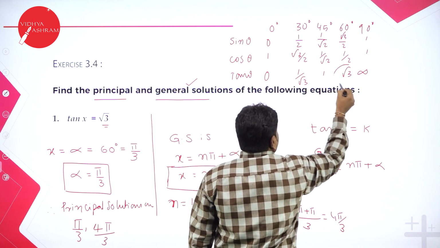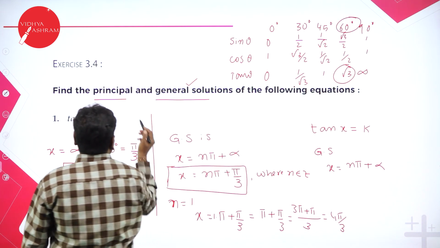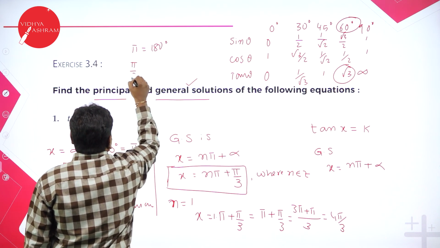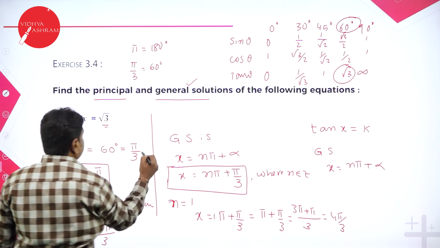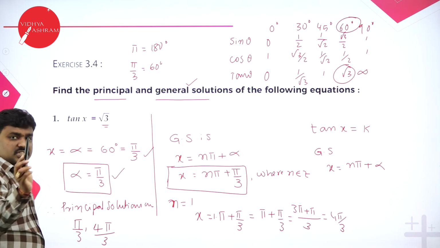So in the tan table, where will we get root 3? We get root 3 at 60 degrees. So I wrote 60. 60 means what? Pi is 180 degrees, so pi by 3 is 60 degrees. So pi by 3 is one of the principal values. First you should find alpha. Alpha means one of the principal values.